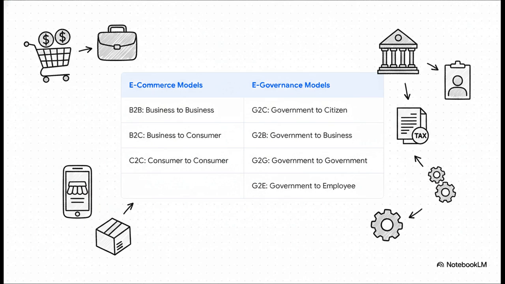On one side, you've got e-commerce. That's just buying and selling stuff online. You have business to business, or B2B. Then there's B2C, business to consumer, which is like you buying something from Amazon. And C2C, consumer to consumer. That's like selling your old phone online.